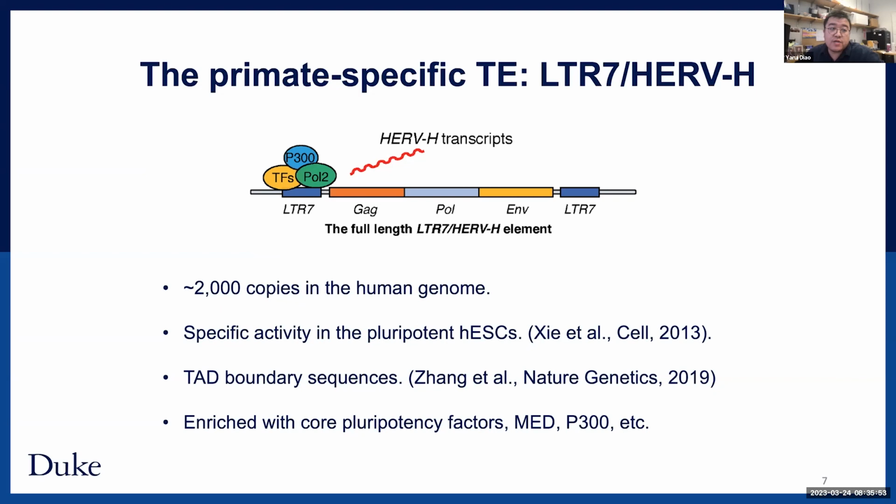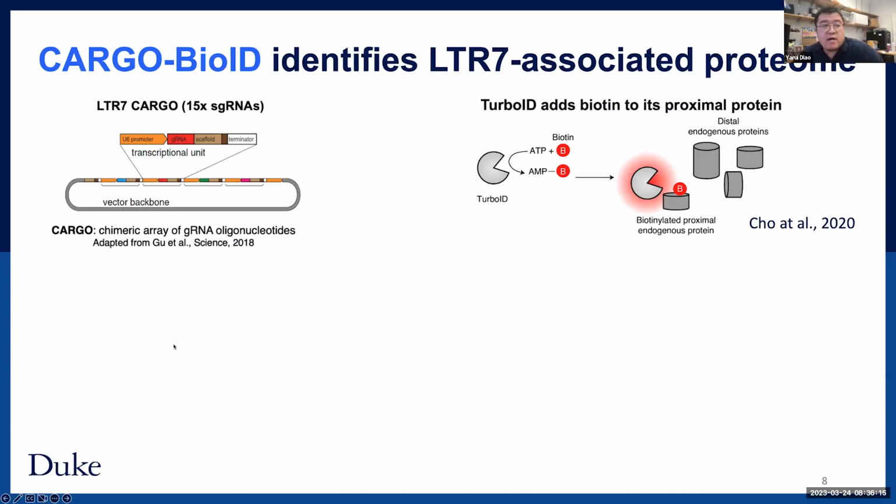And also there are some studies showing that the LTR7 sequences can be bound by pluripotency factors and enriched for transcription co-activators such as Mediator and P300. So we think that LTR7 HERV-H could be a very interesting element for us to begin our proteomics assay. So next, we were trying to find a way to efficiently target Cas9 to these LTR7 elements. To do so, we use a method called CARGO that was developed a few years ago, with which we can simultaneously express up to 15 guide RNAs from a single CARGO construct.